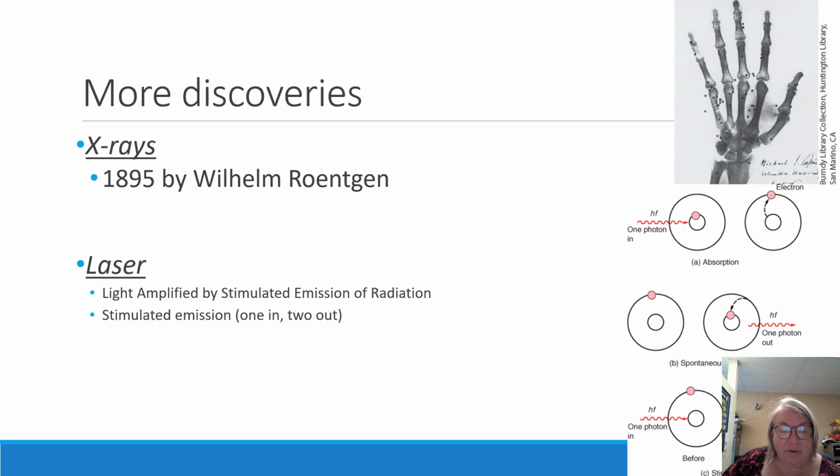Another discovery that's related is going to be a laser. A laser stands for light amplified by stimulated emission of radiation. So it turns out some substances like ruby crystals and carbon dioxide have what's called a metastable excited state. So the electrons are at the super excited state.